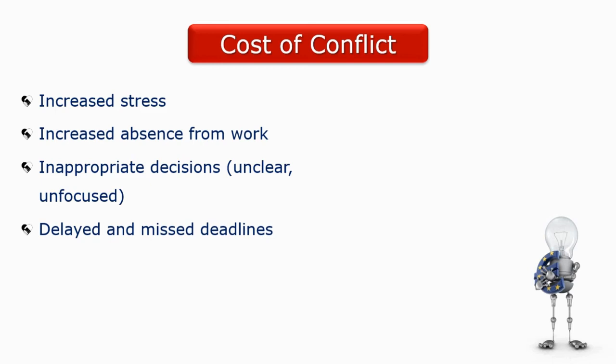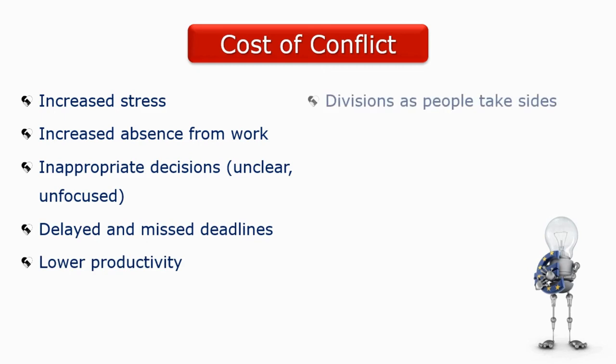There are costs around lower productivity, wasted resources. Divisions occur as people take sides. Time spent resolving conflict is going to have a cost associated with it, because when people are involved in conflict, they're not actually doing productive work. And when they're involved in resolving conflict, they're not doing any productive work.